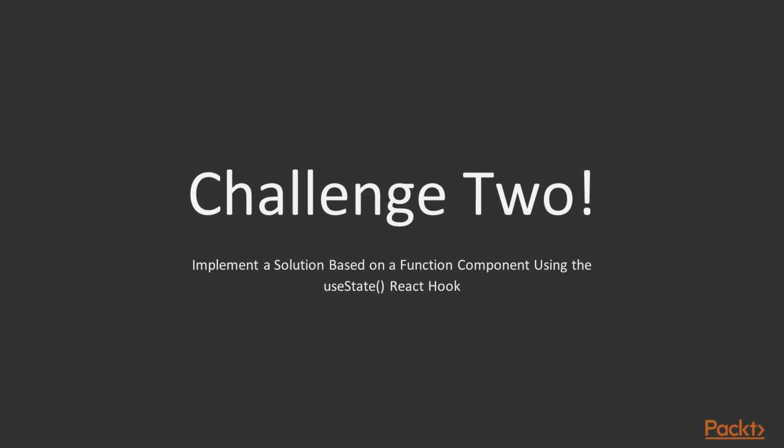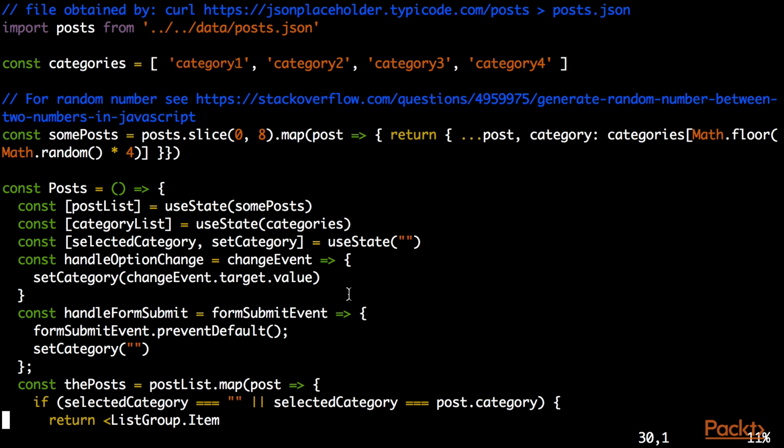Let's go ahead and do challenge 2. Find a solution based on a function component using the useState React hook and enumerate the advantages of doing so. Again, here's one solution. So at the top, everything's basically the same. We've got our posts and our categories, right? We do assign to a variable some posts, the actual list of 8 posts to show.